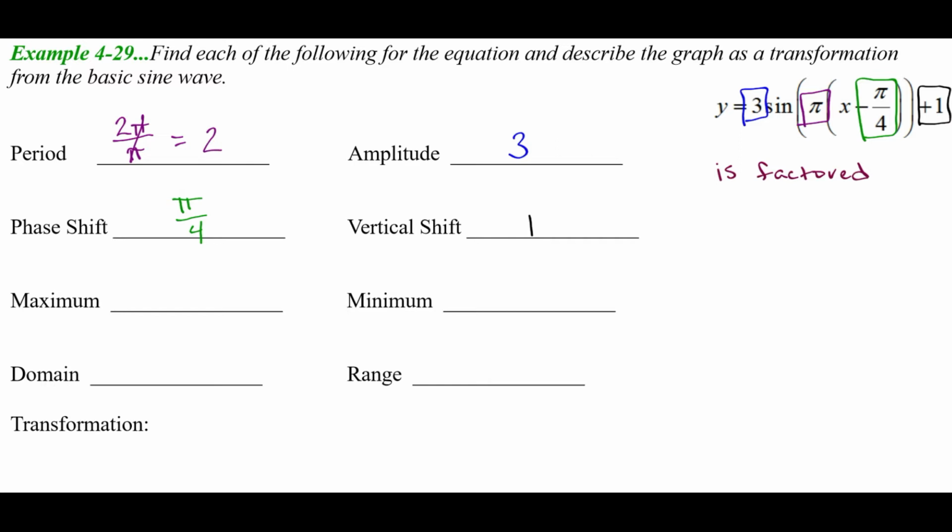So once I have that, then I should be able to find my maximum or minimum. So remember, this is vertical shift plus amplitude. So in this case, we're going to do 1 plus 3, which will give me 4. And over here, this is vertical shift minus amplitude. So this is 1 minus 3, which is going to give me negative 2. So remember, my domain's always all real numbers, so negative infinity to positive infinity. And then my range is minimum to maximum in square brackets.